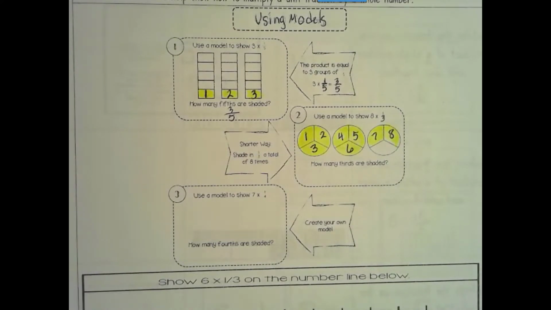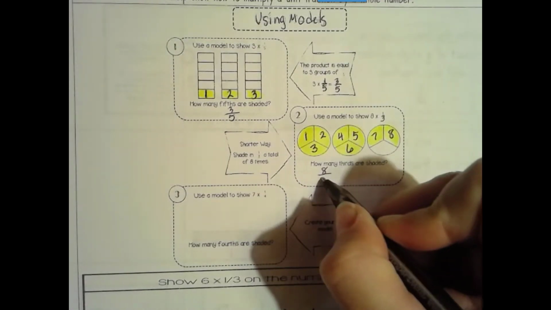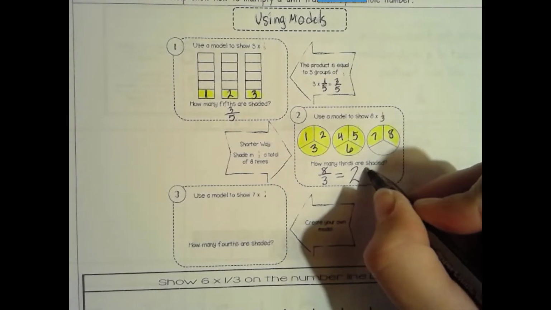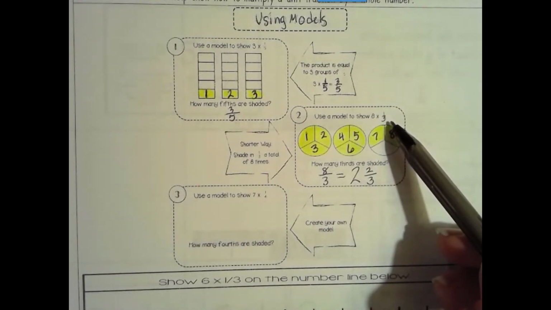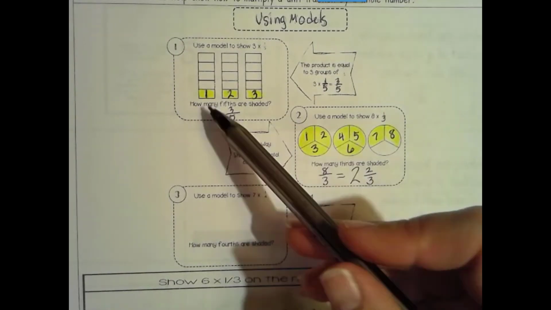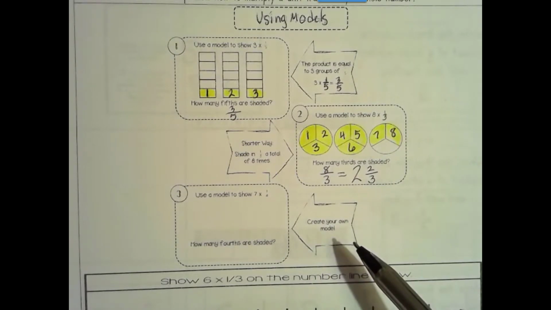So how many thirds are shaded in? 1, 2, 3, 4, 5, 6, 7, 8. 8 thirds. Or we have 2 whole circles and 2 thirds. So 8 times 1/3 is 8 thirds, or 2 and 2 thirds. So you could do it on separate models, or you could continue in the same model until all the pieces are represented.